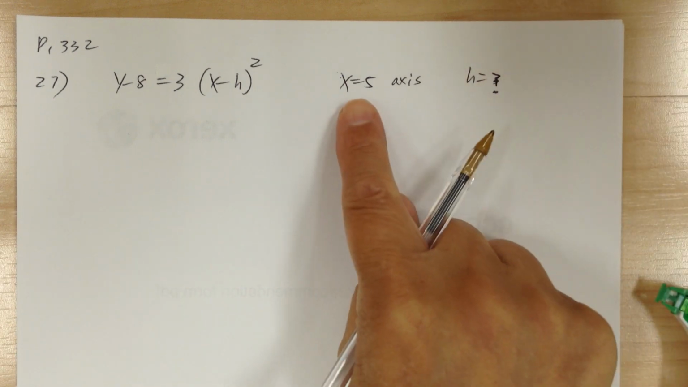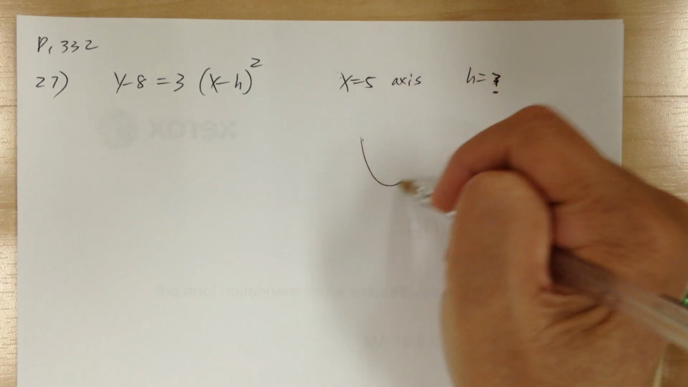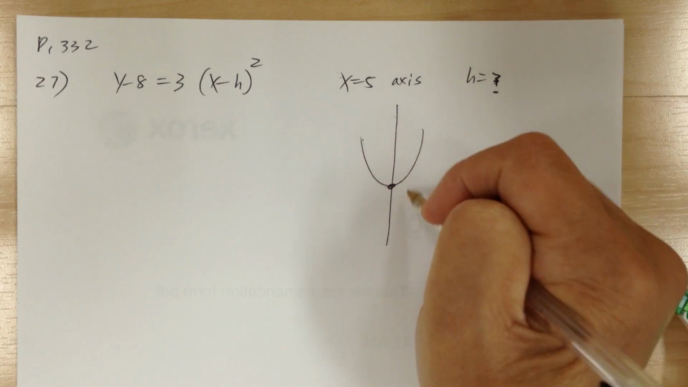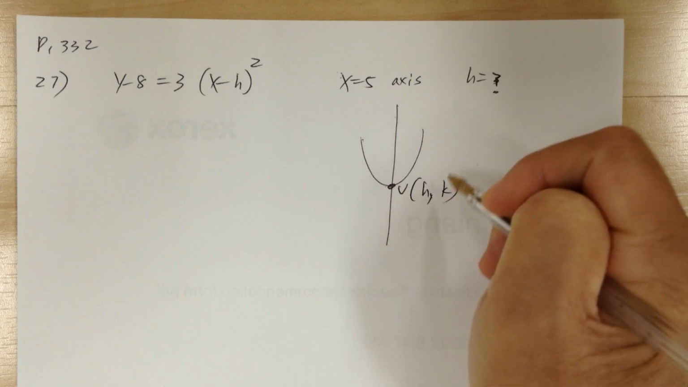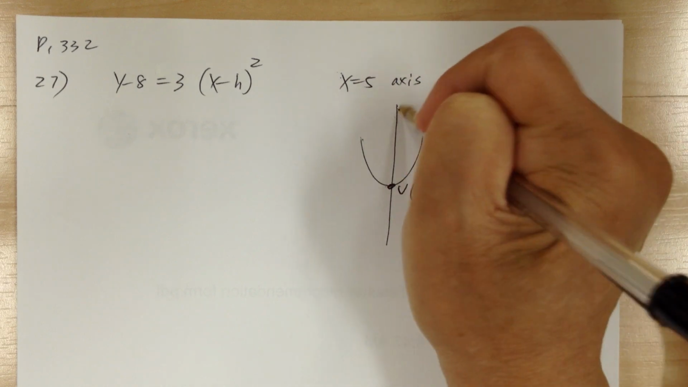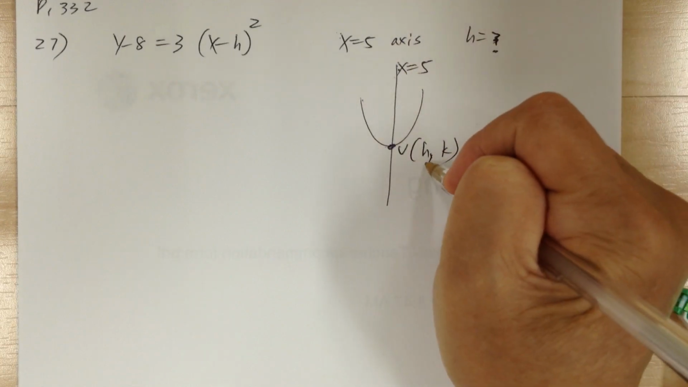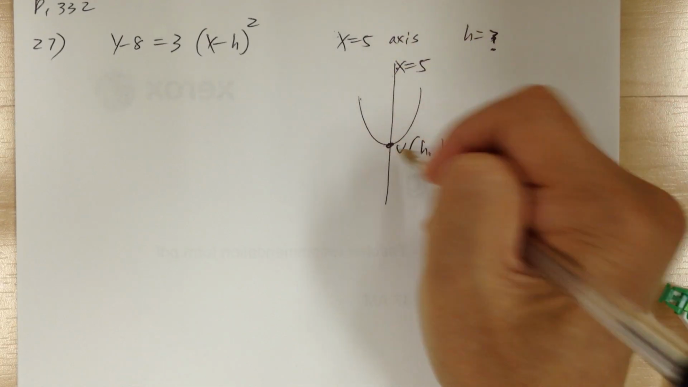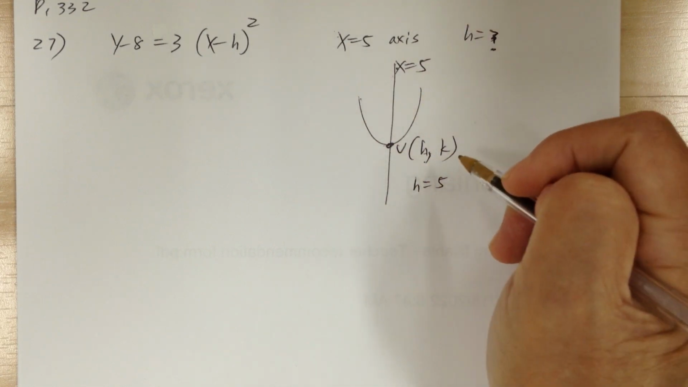Well, the axis always goes through the middle. So here's your axis, and this is your vertex. Vertex is your h and k. If the axis is x equal to 5, that means h has to equal 5, because the axis goes through the vertex, which is the h. So from here, you can see h equal to 5.